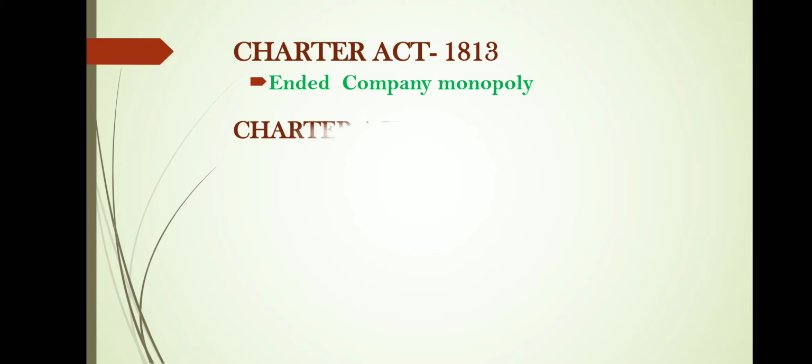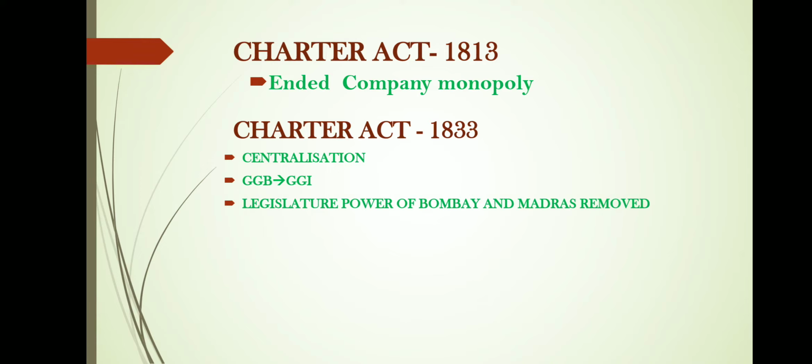So the next act is the Charter Act of 1833. Centralization takes place. This act was the final step towards centralization in British India. It made the Governor General of Bengal the Governor General of India. The first Governor General of India was Lord William Bentinck.